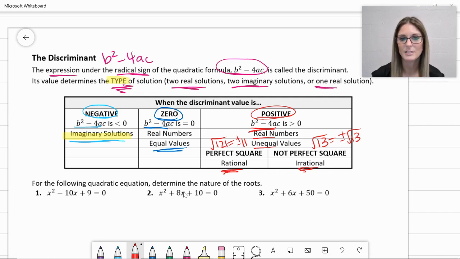So use this table to help you answer your questions on Delta Math. So let's do some together.